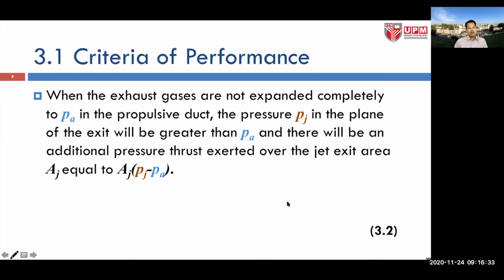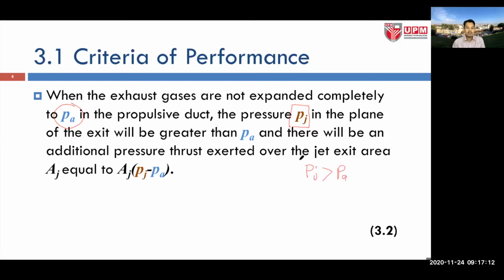Okay, and then when the exhaust gases are not expanded completely, not fully expanded to the atmospheric pressure, basically to PA, the air coming out from the propulsive duct is not expanded to PA completely, it's slightly higher. The pressure PJ, the pressure at the jet in the plane of the exit, will be greater than PA. So basically, PJ will be greater than PA, right?